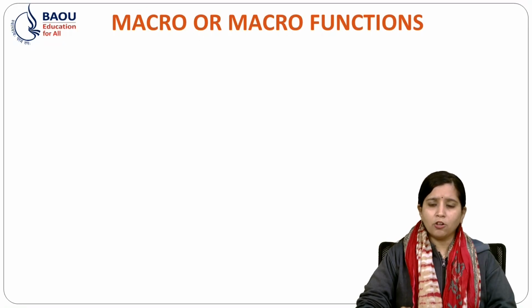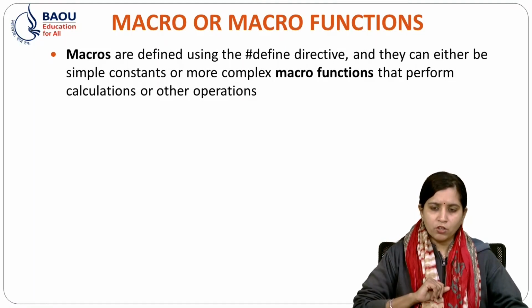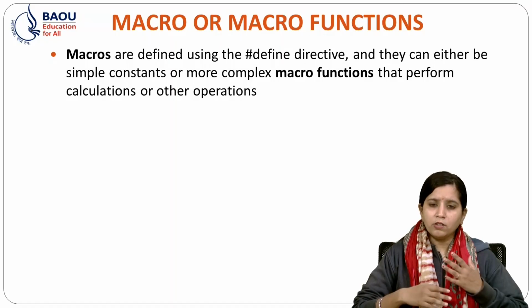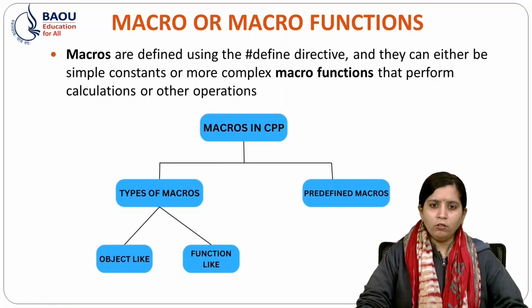Let's see the last topic of this lecture, that is macros or macro functions. What are macros? Macros are defined using the hash define directive, and they can be either simple constants or more complex macro functions that perform calculations or other operations. What are the types of macros in C++? The types of macros are object-like, function-like, and predefined macros.